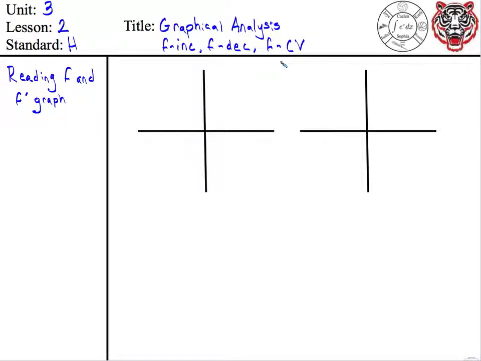All right, this is going to be AP Calculus, Lesson 3-2. Our title for today's lesson is Graphical Analysis. So we're talking about F increasing, F decreasing, and the critical values of F. So CV, we abbreviate. All right, we have our setup down. Our first category is reading F and F prime graphs.